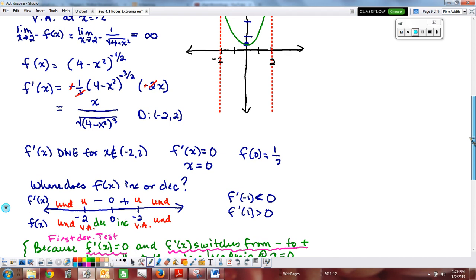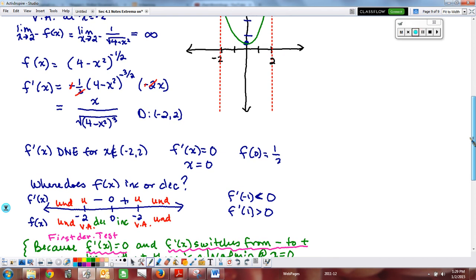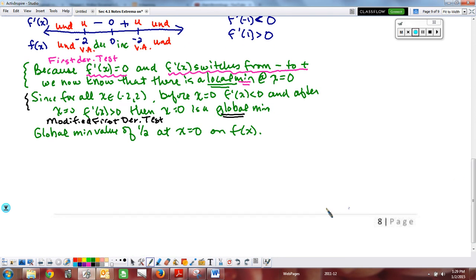Here I unfortunately did not have a closed interval, even though it was continuous on the open interval -2 to 2. Let's do the second derivative test and just preview what that's going to give us coming down the pike in chapter 4. So, the second derivative test.